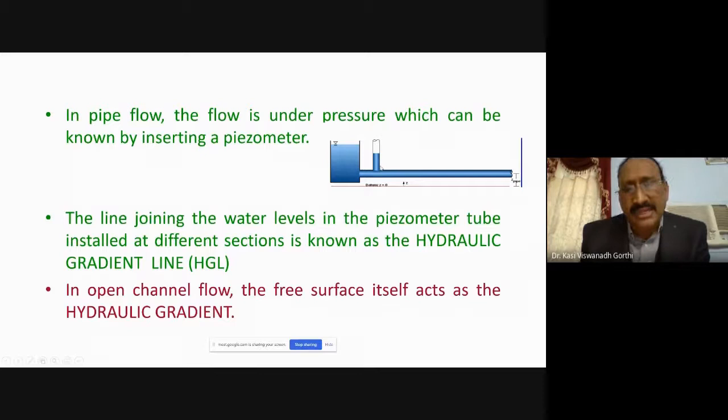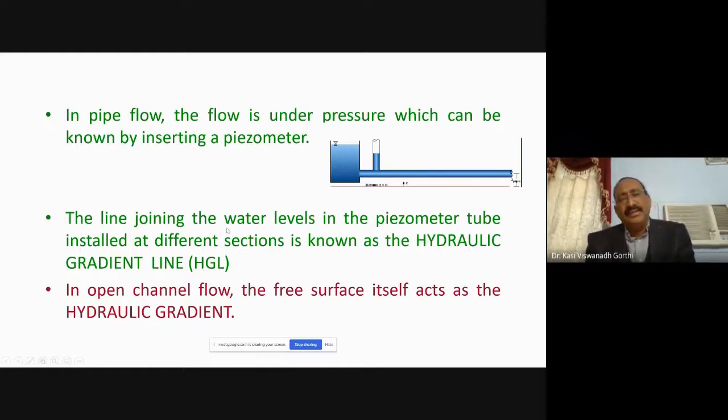HGL, hydraulic grade line. It is the line joining the points of piezometric heads. How do you join all these lines? By inserting piezometers at different locations all along the length of the pipe. Corresponding to the pressure of the flowing liquid at that section, there will be a rise of liquid in the glass tube, and the line joining all such points gives you the hydraulic grade line, HGL.